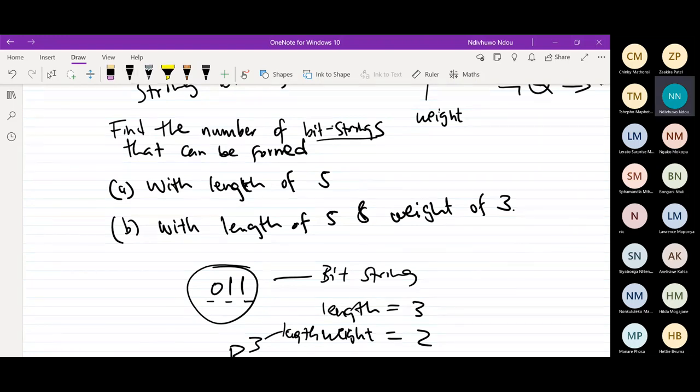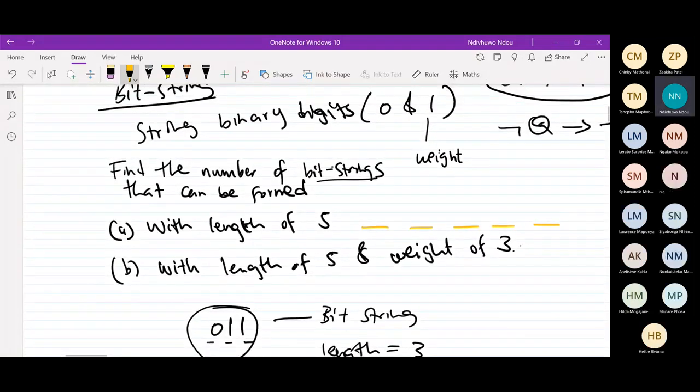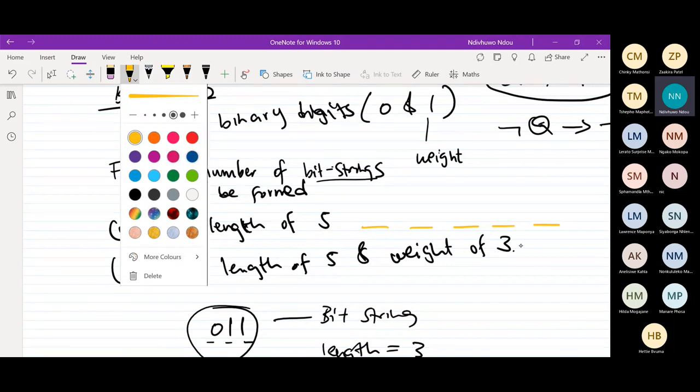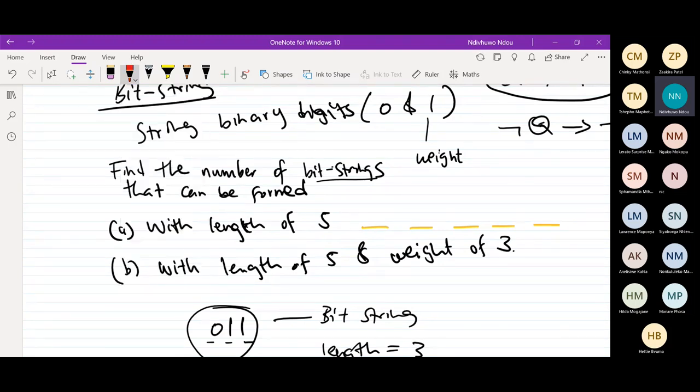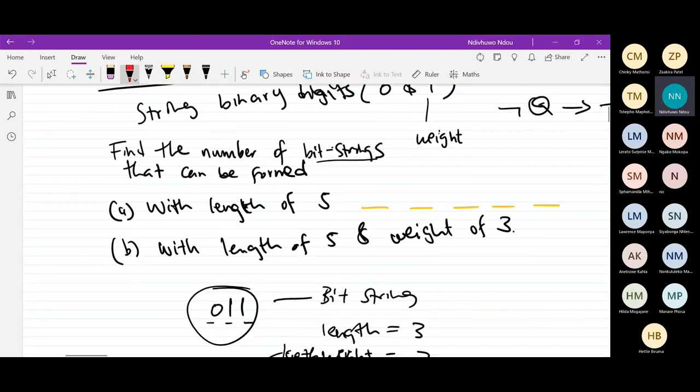1, 2, 3, 4, 5. So it's counting. In counting, we only care about the number of choices that we have in each particular position. It has a length of 5, meaning that it is made up of 5 binary digits. But you know that we have only 2 choices: in each position it can be a 0 or it can be a 1. Because we want to count how many of those we can form.